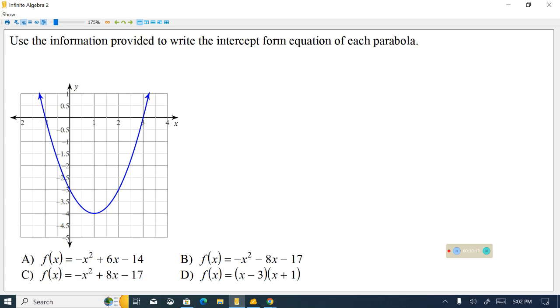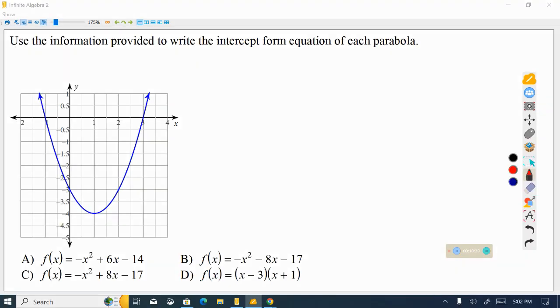Not to mention that they all have a leading negative, and so that would give us what's called a sad face, and this is a happy face, right? You see, that's a happy face parabola. So I know that I should, by process of elimination, be able to cross out A, B, and C, because they all had a negative leading coefficient, and I know that I'm going to have to go with D.